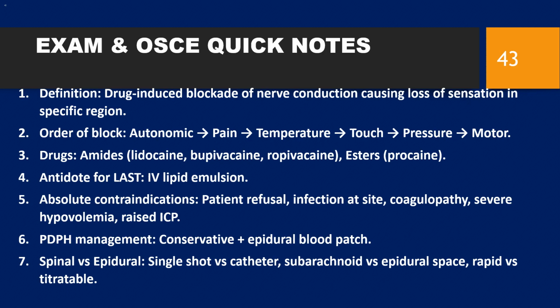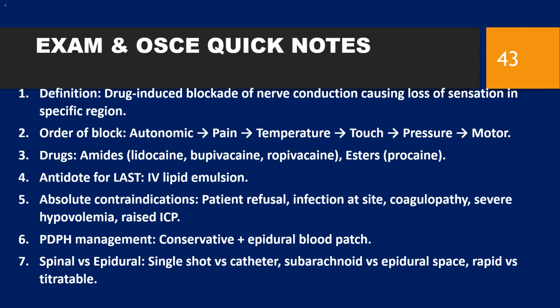3. Drugs. 1. Amides: lidocaine, bupivacaine, ropivacaine, commonly used local anesthetics for regional anesthesia. 2. Esters: procaine, another class of local anesthetics, though less commonly used today. 4. Antidote for last. 1. IV lipid emulsion. IV lipid emulsion is used as an antidote for local anesthetic systemic toxicity.